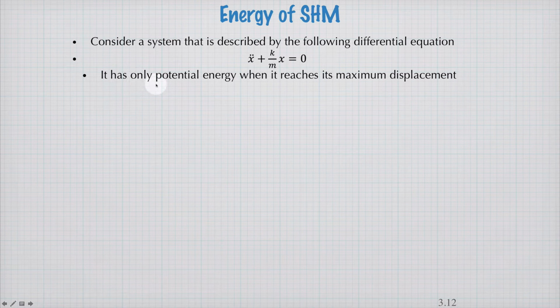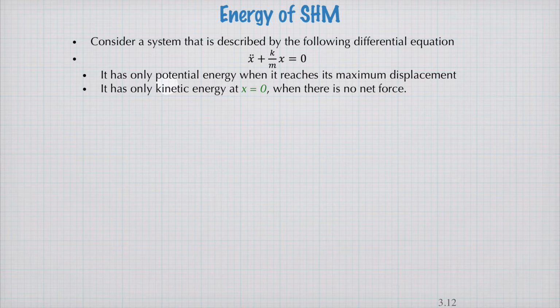Now we think about the motion of this mass, and at the moment where the mass stops moving and turns around and starts going the other direction, the kinetic energy falls to zero, so all the energy in the system must be stored as potential energy in the spring. The kinetic energy is zero.